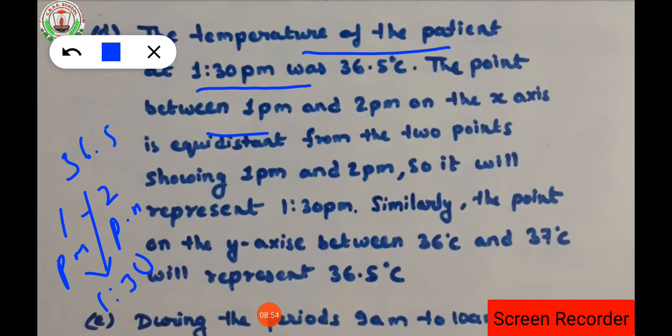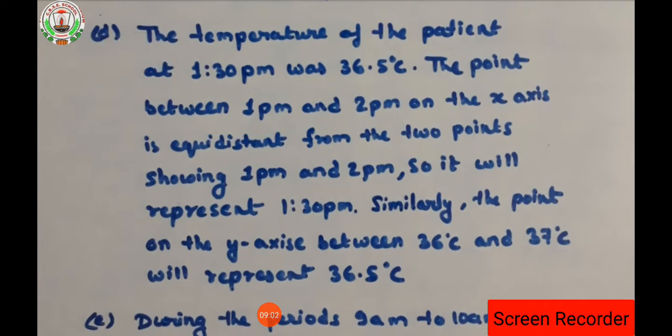The point between 1 p.m. and 2 p.m. on the x-axis is equidistant from the 2 points showing 1 p.m. and 2 p.m. So it will represent 1:30 p.m. Similarly, the point on the y-axis between 36 degree centigrade and 37 degree centigrade will represent 36.5 degree centigrade. So this is the answer of the D part. Okay, I had already explained this while showing you the graph.